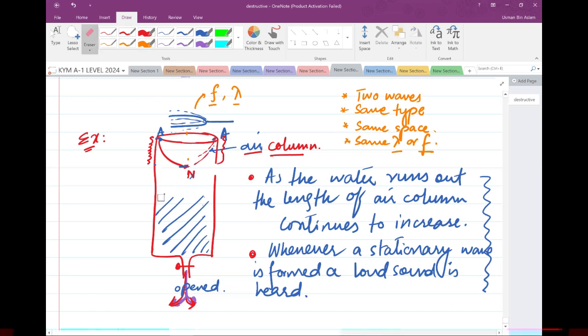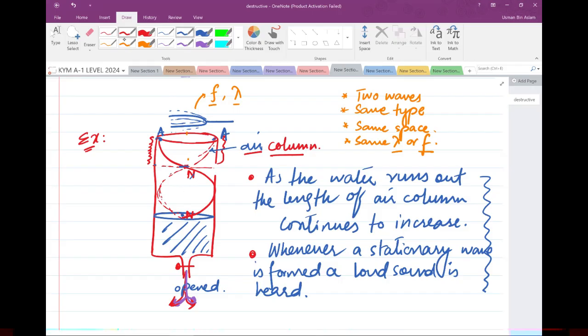There will come a time when the water level will reach a position where there will be another node formed on it. That means this is where another node is going to be formed. When the water was at this level, the one that I'm showing with dotted line, a stationary wave was formed, so a loud sound was heard. And this is where another loud sound was heard when the water reached this position.